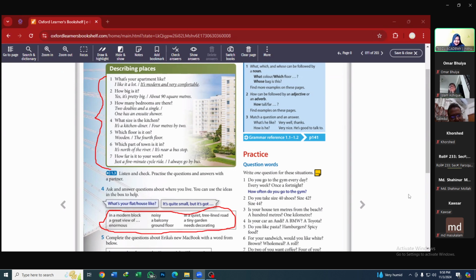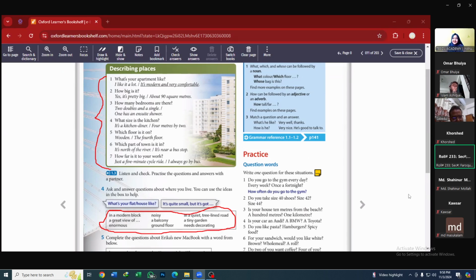Good. Which floor is it on? 5th floor. Okay. Which part of the town is it in? South of Uttara in Dhaka. It is in the south of Dhaka.